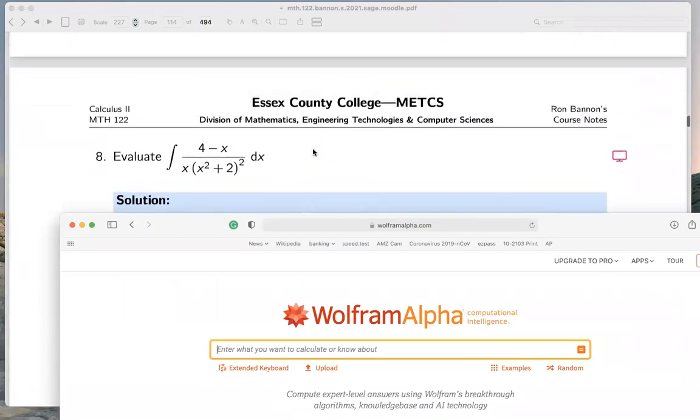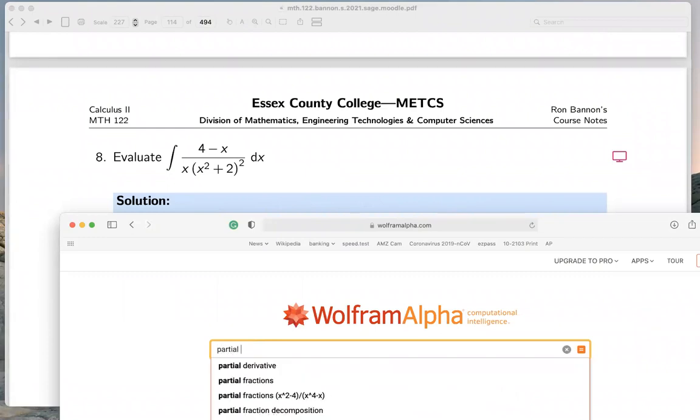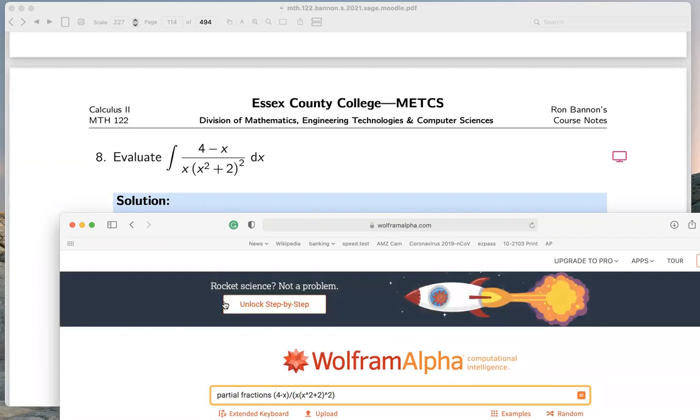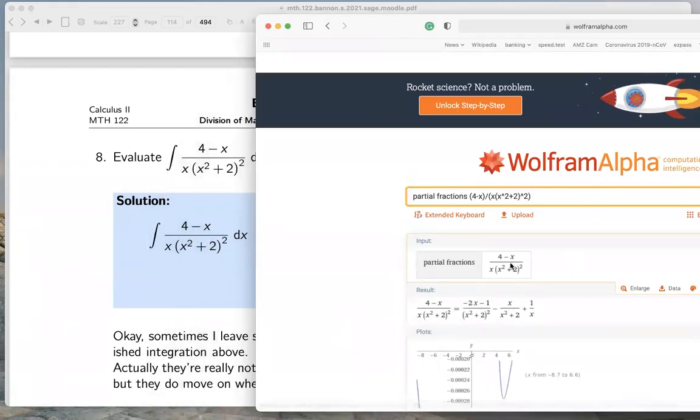And let's go back to this one over here. And I'm going to just simply type in, natural language, partial fractions. And it's going to be 4 minus x. See how it does. The more tools you have at your disposal, the better. Dividing by x times x squared plus 2 quantity squared. See how it does. One thing I like about Wolfram Alpha is going to typeset it for me. And then it puts down the partial fraction decomposition for me. Let me see if it can integrate.